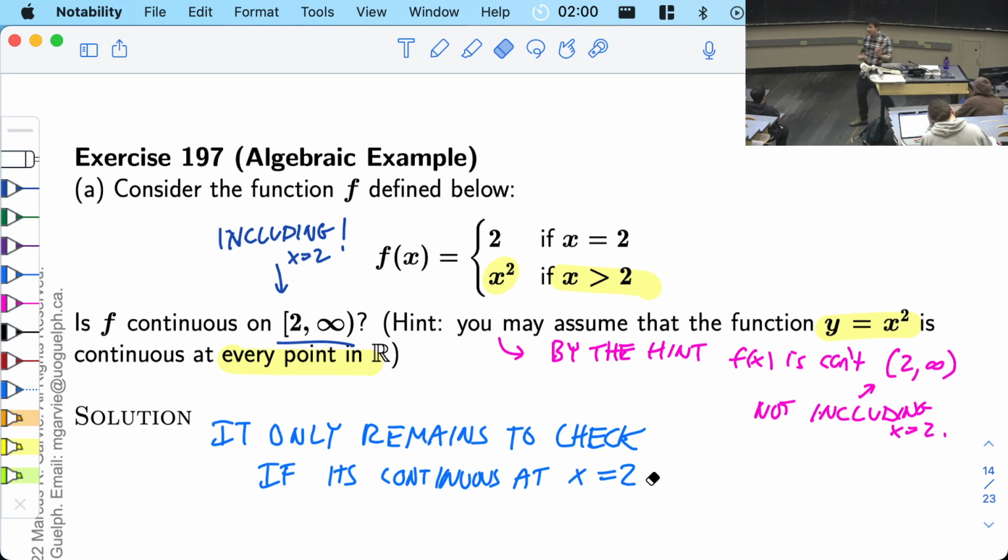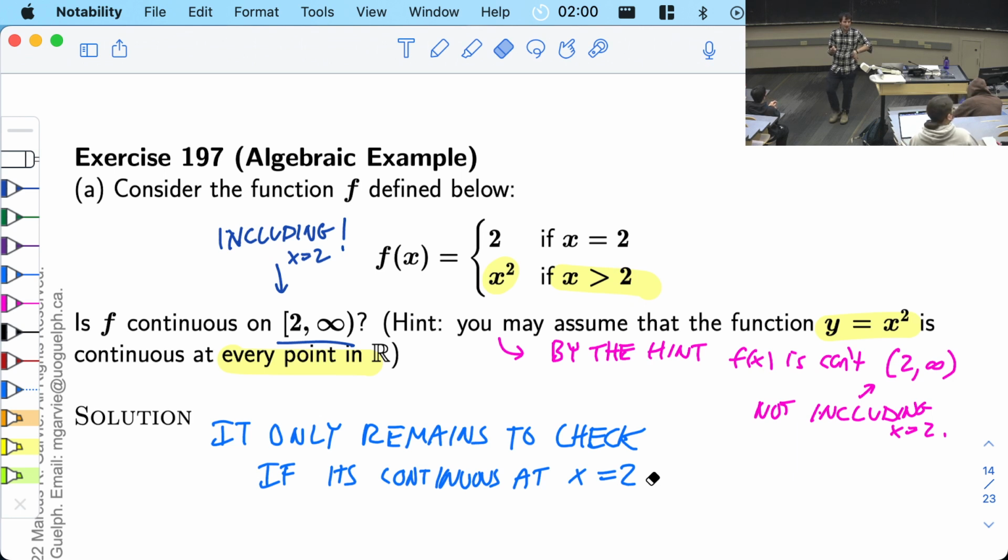Hopefully that logic makes sense. The question says everything bigger than 2 and including 2. By the hint, we've already done everything bigger than 2, so what's left over? Just x equals 2. Yeah? I said CONT, which is short for continuous. Yes, sorry, I should have told you that.